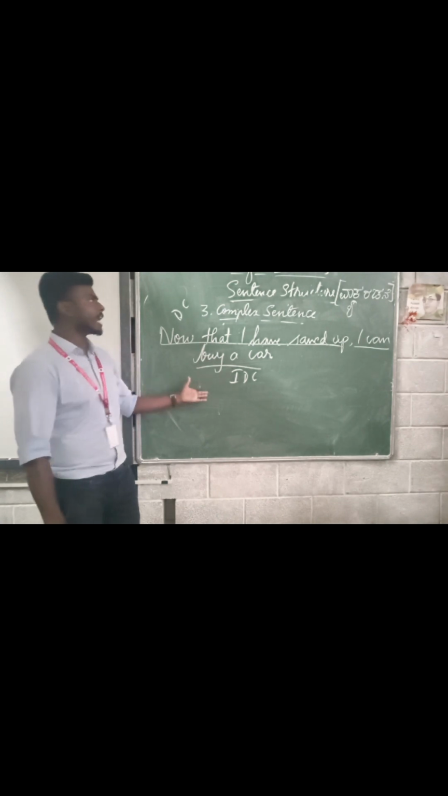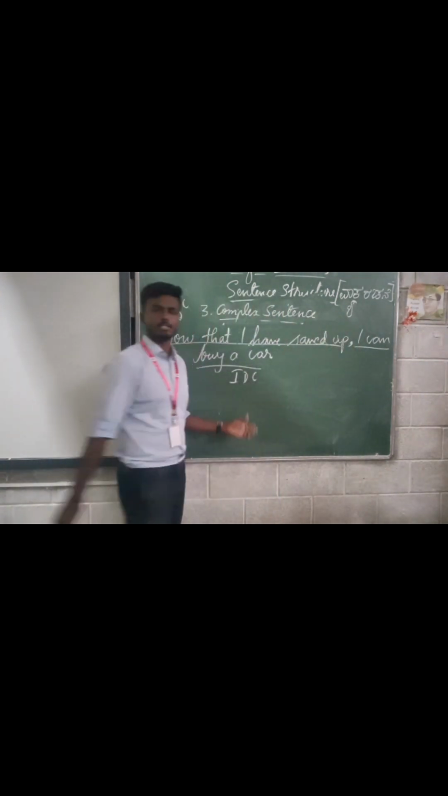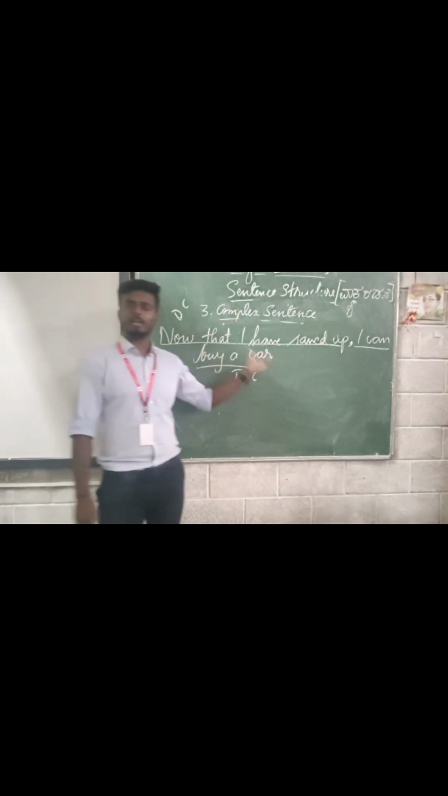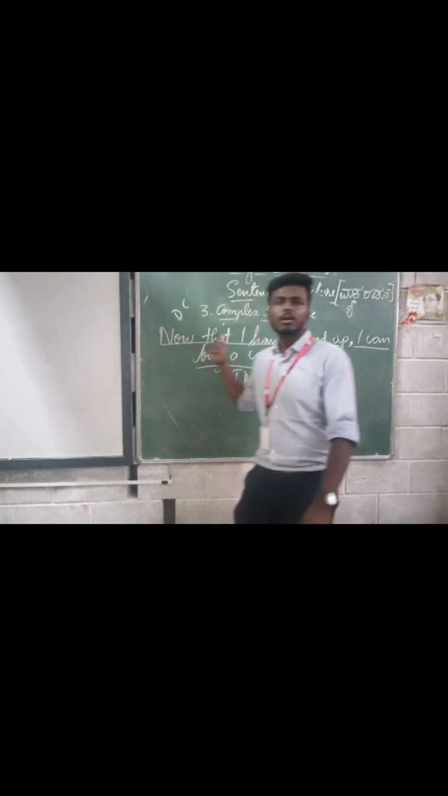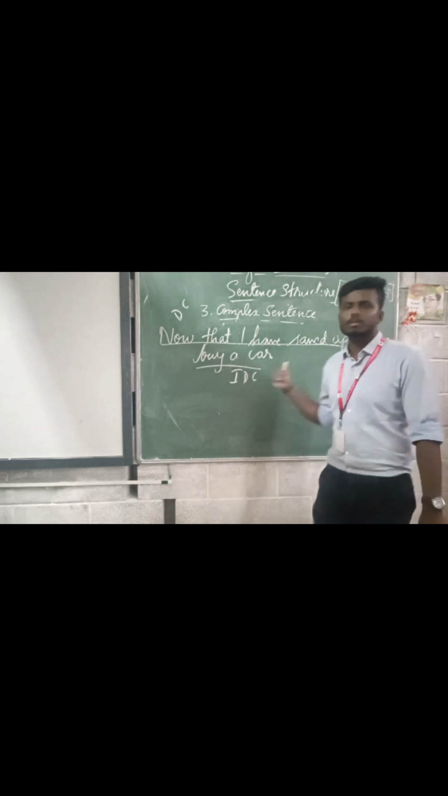So here, in a complex sentence, we use a comma to separate the clauses. Whether it is an independent clause or a dependent clause, we use a comma to separate the clauses. So this is all about the sentence structure.